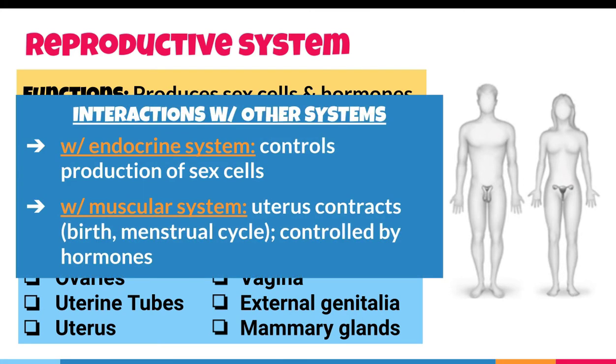This system works hand in hand with the endocrine system. The endocrine system is going to send out the hormones to make more sex cells. Sex cells would be sperm and egg. And then it works with the muscular system. So if a woman is going to give birth, her uterus would contract, or if she's in her menstrual cycle, her uterus would contract to get rid of the uterus lining. It would also be controlled by hormones as well. So the hormones would be sent through, and it would tell your muscles, your uterus, to contract.